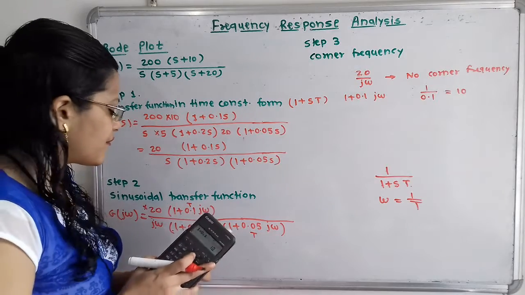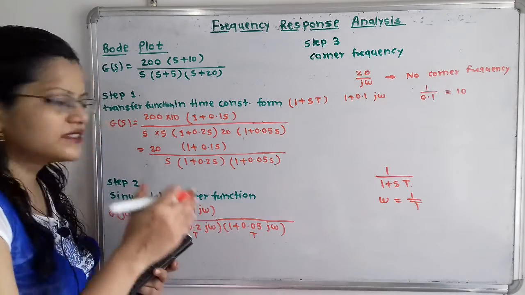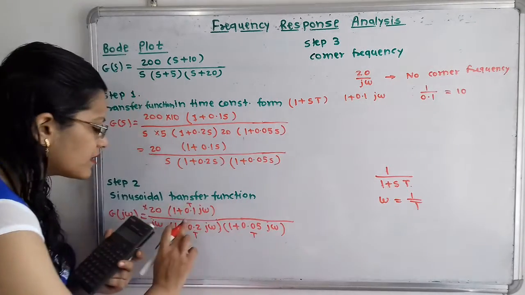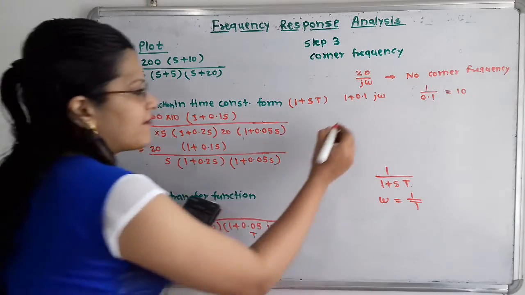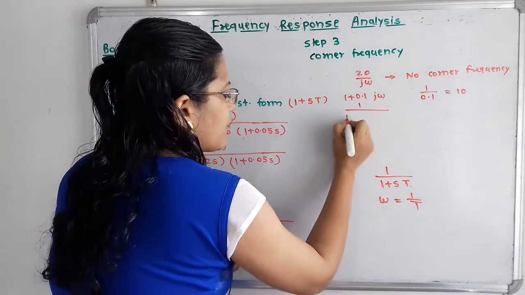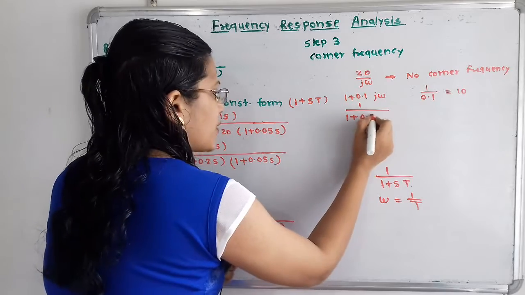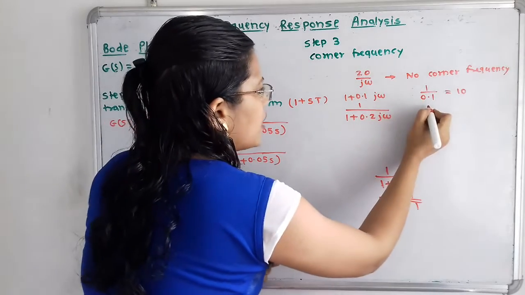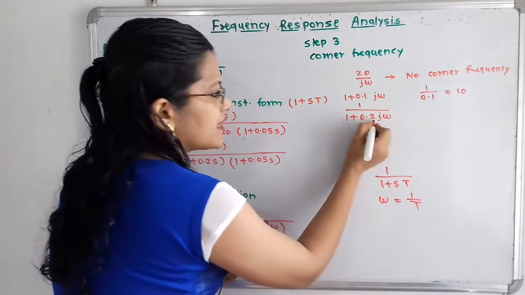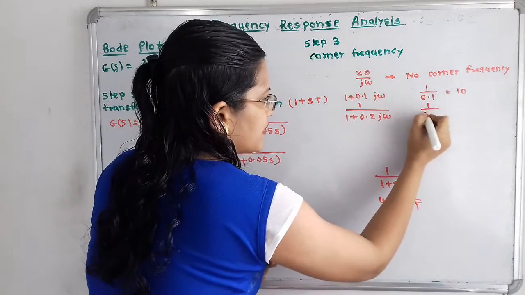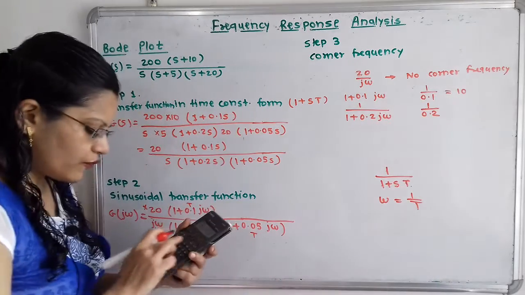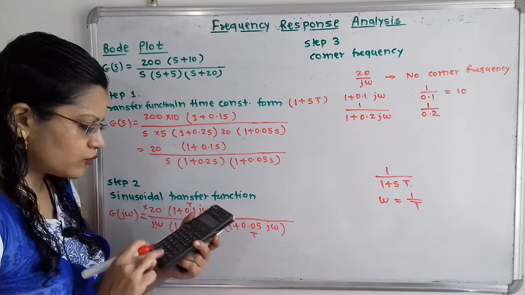Now in the same way we will move to the next, 1 plus 0.2 j omega. Here this is in the denominator, so I will write 1 divided by 1 plus 0.2 j omega. So again the corner frequency is, here T is 0.2, so 1 divided by 0.2, that is 5.